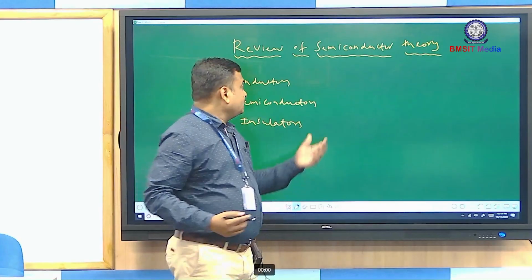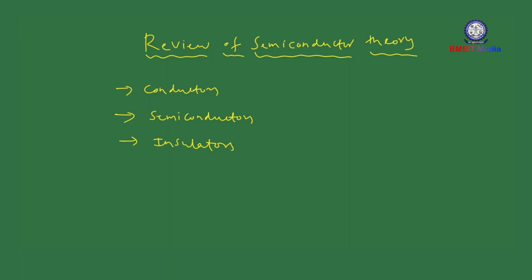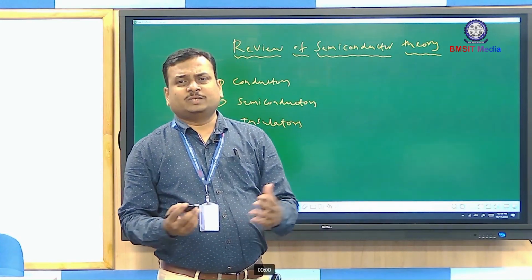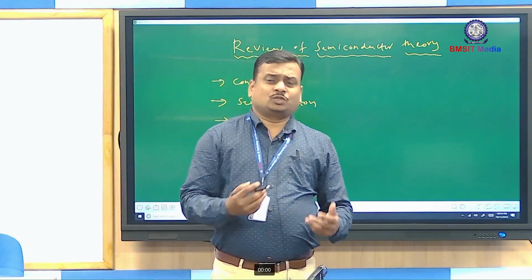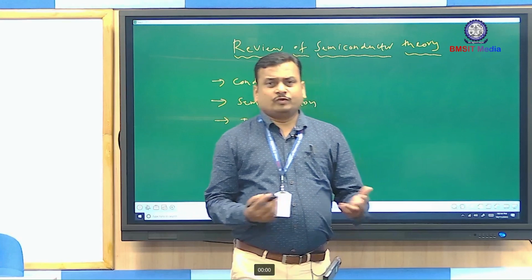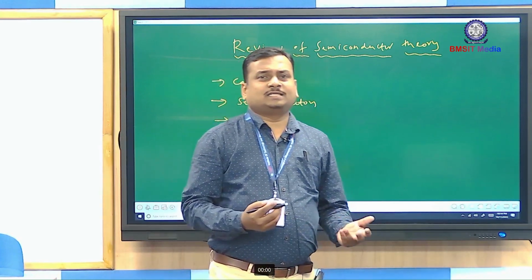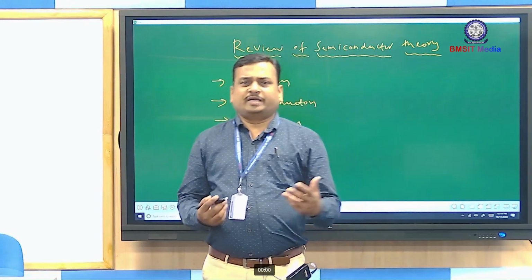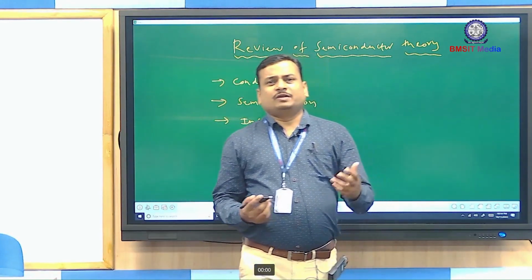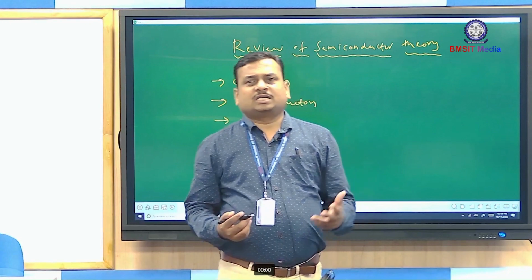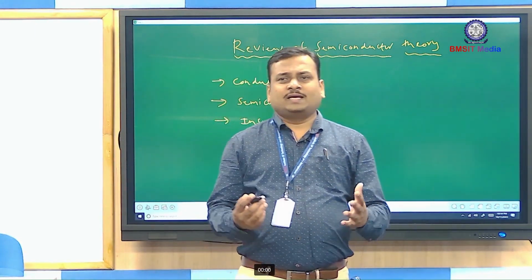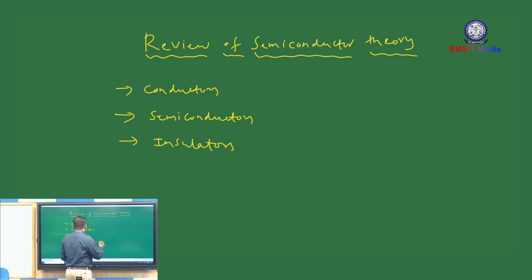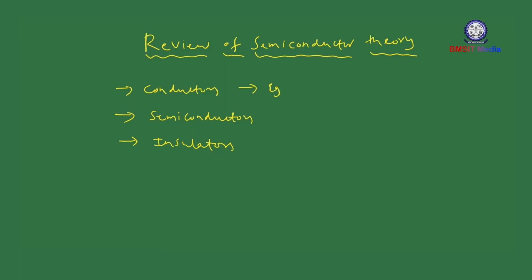Conductor, first one. In a conductor, what happens? The resistance offered by that material will be very less, meaning the resistance to the flow of electrons, right? We know the definition of electric current is nothing but the flow of electrons. The resistance offered by that material to the flow of electrons will be very less. Because of that, the conductivity of conductors will be very high. Examples: copper, aluminum.